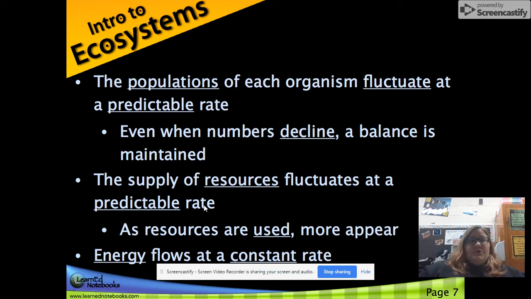As resources are used, as the cow eats the grass, as the flowers die, there has to be more that appear. If there's not more that appear, then you are going to run into the problem of things going extinct, disappearing, etc. And because of this, energy flows at a consistent rate. You need to have energy flowing. Producers make it, primary consumers use it, then secondary consumers, tertiary consumers, decomposers, scavengers, and so on. The energy is constantly going.